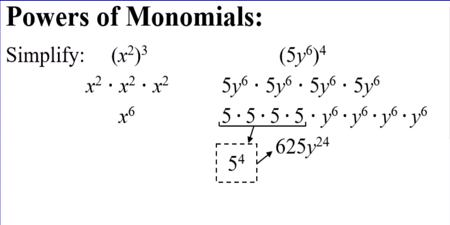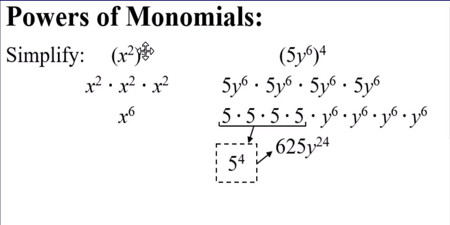Okay, let's move on. Let's talk about the main rule of these guided notes, and that is what do you do with powers of monomials? You're like, what does that even mean? Well, if I have a monomial like x to the second, and I take that to the third power, so the entire thing inside of the parentheses is taken to the third power, well, how would I do that?